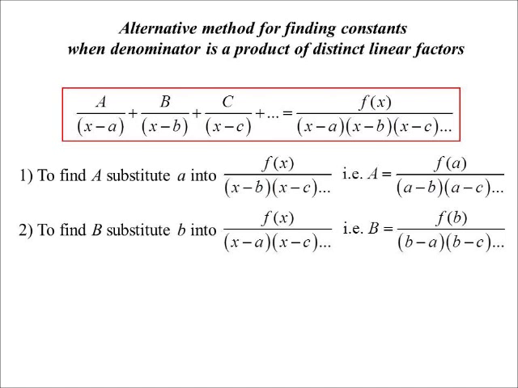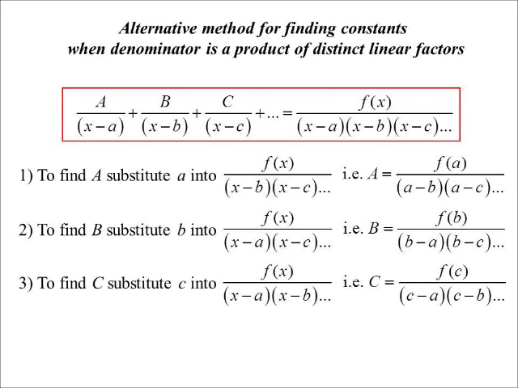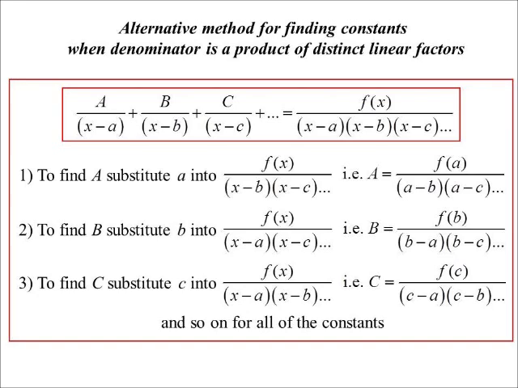If I then wanted to work out b, well, the factor that's involved with b is x minus b. So I cover up the x minus b and substitute b in. Because obviously if I left that factor there and substituted b in, I'd get 0 on the bottom of the fraction, and that's going to cause me all sorts of problems. And you just keep doing that for each letter.